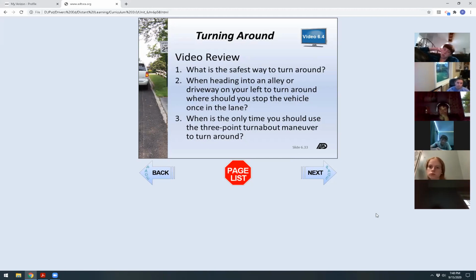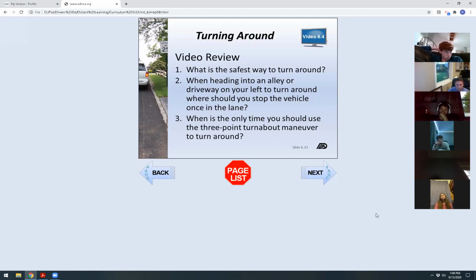Three, when is the only time you should use the three-point turnaround maneuver? So here's the deal. Some textbooks call all types of turns that are three points a three-point turn. These slides are referring to what they showed in the video where the car was turning around in the road by half turning, then backing up and going. That's what the video is calling a three-point turn. The tests you take often use only a driveway on the right as the only three-point turn they refer to. So this question is not very good because it's referring to a couple different things. So again, we'll just cover that when I go through some pictures.